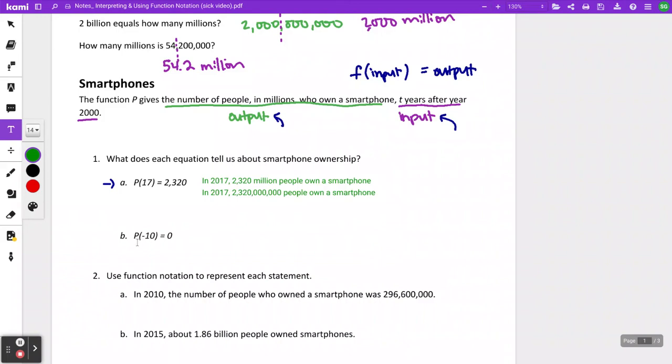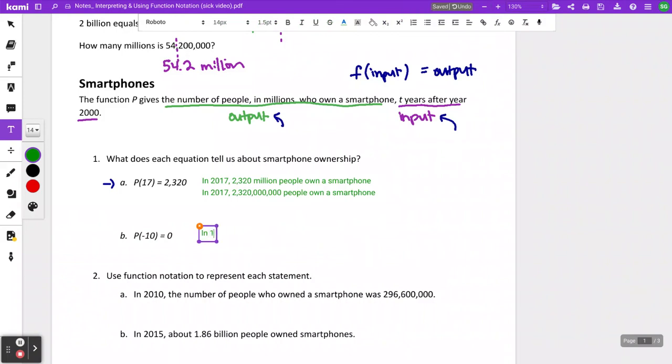All right. For the second one here, our input is the number -10. We've got to think about what a negative number here would mean. The input is the years after the year 2000. So if my input is negative, it means we're talking about years before 2000. 10 years before the year 2000, what year would that be?